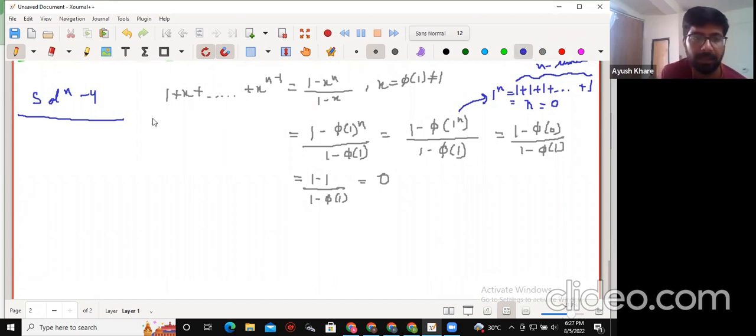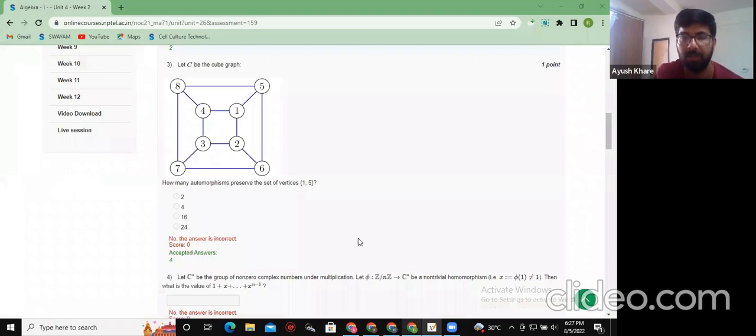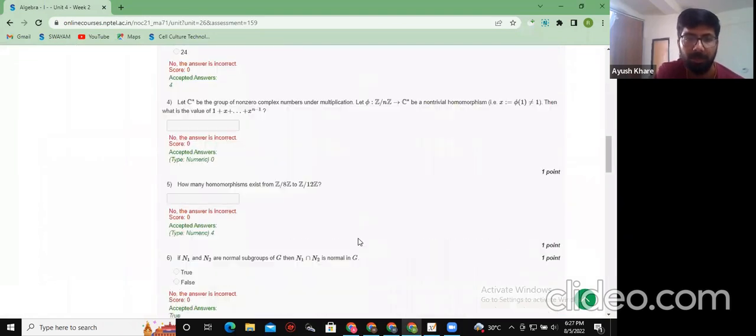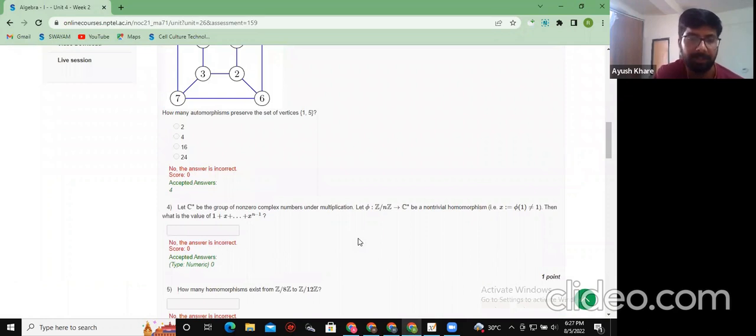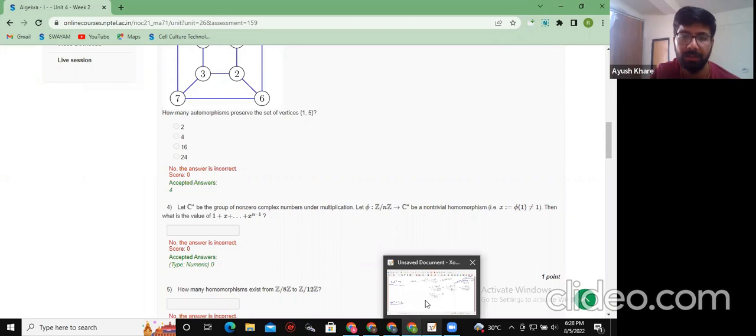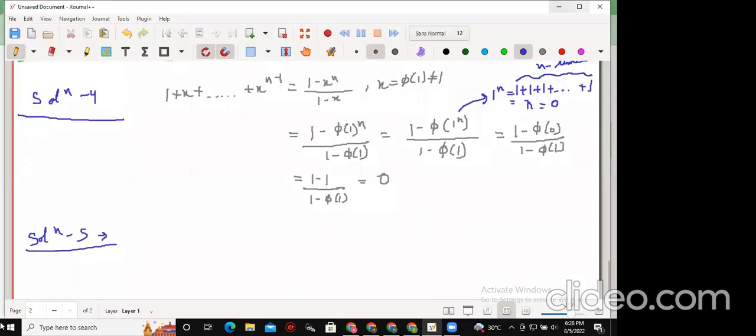So let's move on to the next question. How many homomorphisms exist from Z modulo 8Z to Z modulo 12Z? Any guesses? There is a formula for it. You all know that formula? Yes, sir. What's that? It is equal to GCD of 8 and 12. Good.